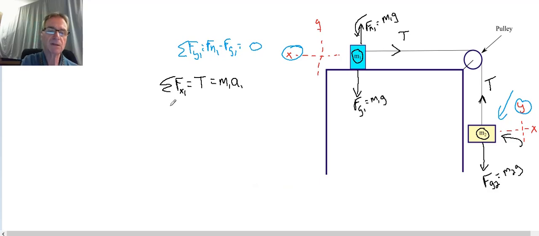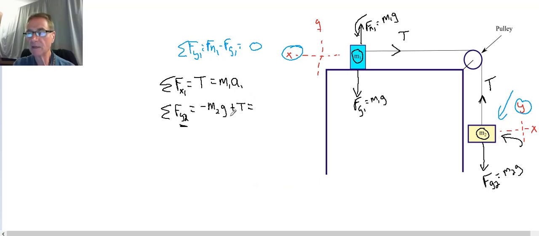Now let's look at the sum of the forces in the y direction for block 2. What have we got? We've got negative M2G because it's going downwards. So negative M2G plus T is equal to what? It's equal to M2 times A2.